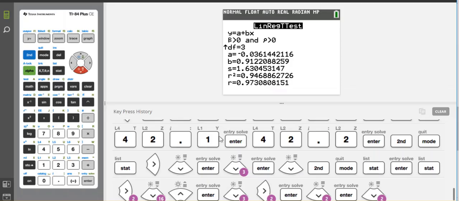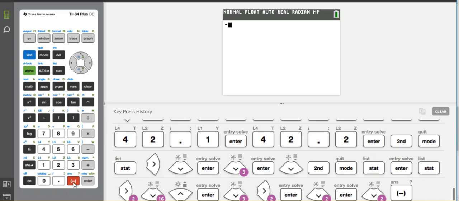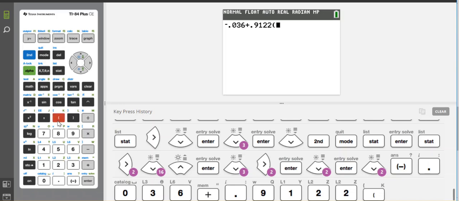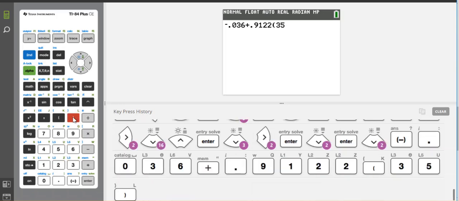So we got minus 0.036 as A, and our B was 0.9122. So what I do is type in negative 0.036 plus, so that's the A, and then plus the B, which is 0.9122, and I want to multiply that by 35 and hit enter, and I get 31.891.